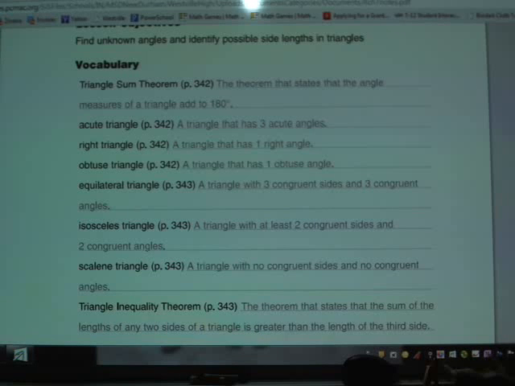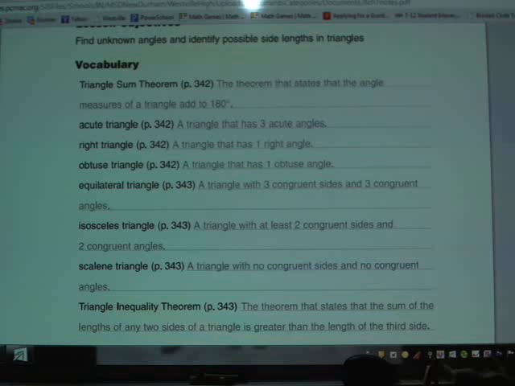A scalene triangle is a triangle with no congruent sides and no congruent angles. So a scalene triangle, nothing is going to match up. No sides the same, no angles the same. Again, a scalene triangle is a triangle with no congruent sides and no congruent angles.